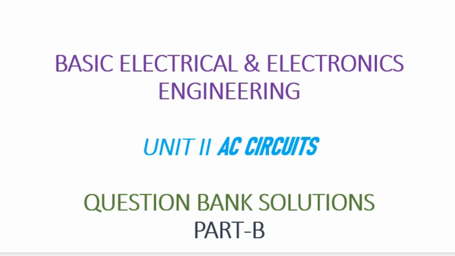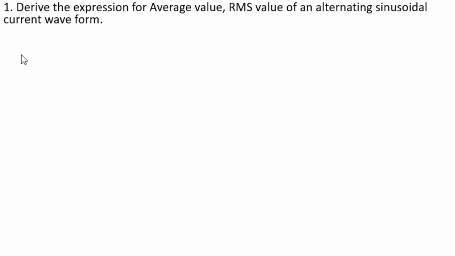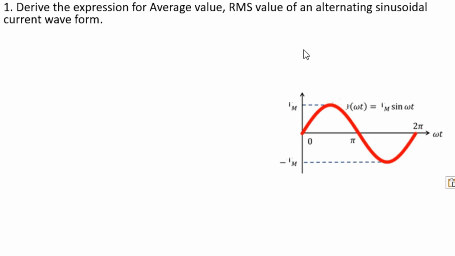In this video, we will discuss basic electrical and electronics engineering, Unit 2, AC circuits, question bank solutions, Part B. Derive the expression for average value and RMS value of an alternating sinusoidal current waveform. This waveform is the alternating sinusoidal current waveform.